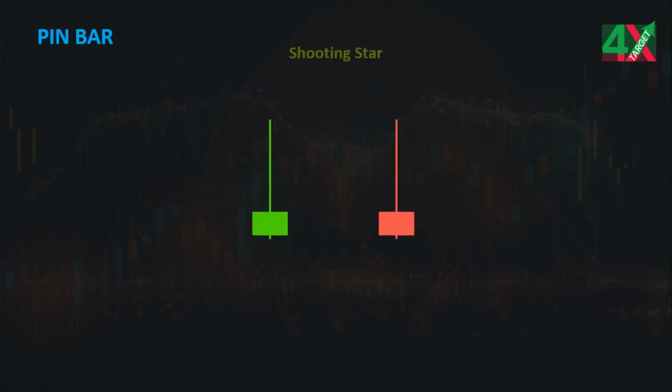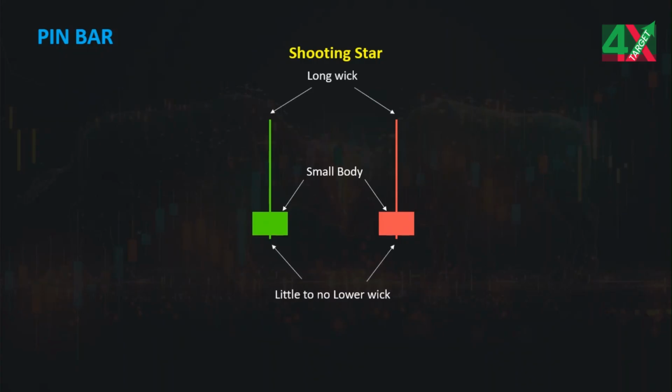On the bearish side, we have the shooting star. This candlestick has a small real body near the bottom, accompanied by a long upper wick and little to no lower wick. This pattern signals a potential bearish reversal. It shows that buyers tried to push the price higher, but sellers regained control and forced the price back down by the close.